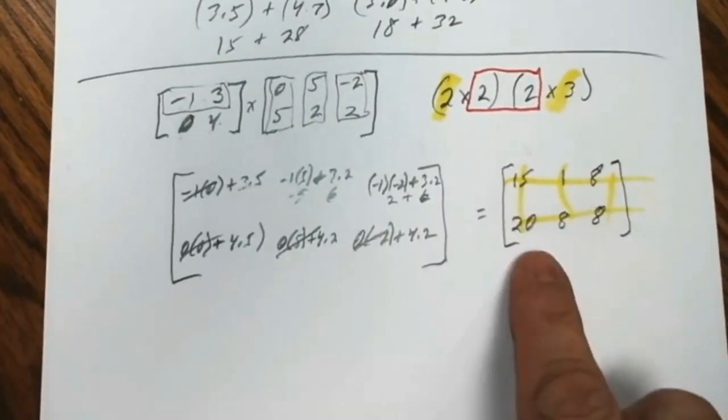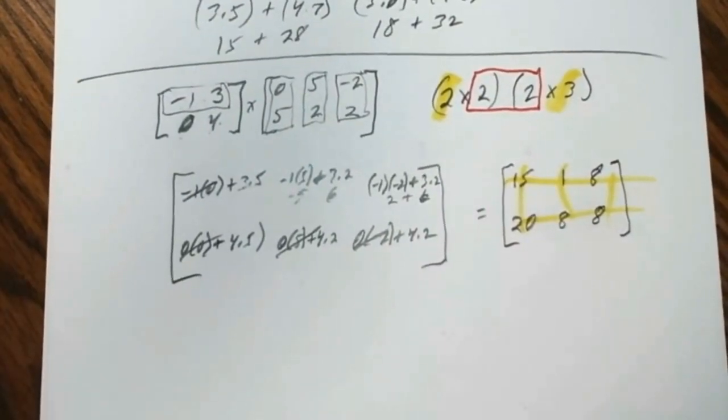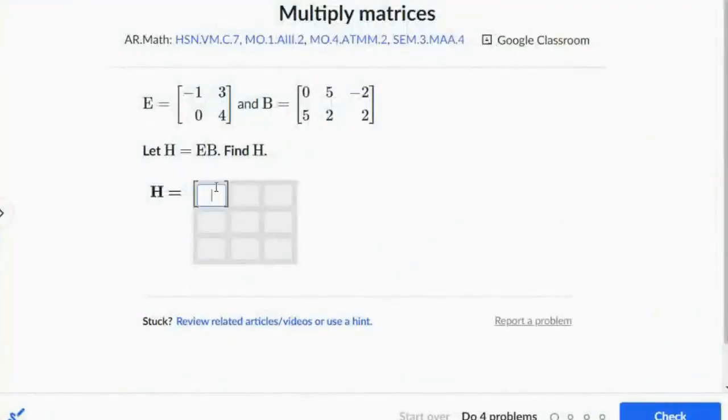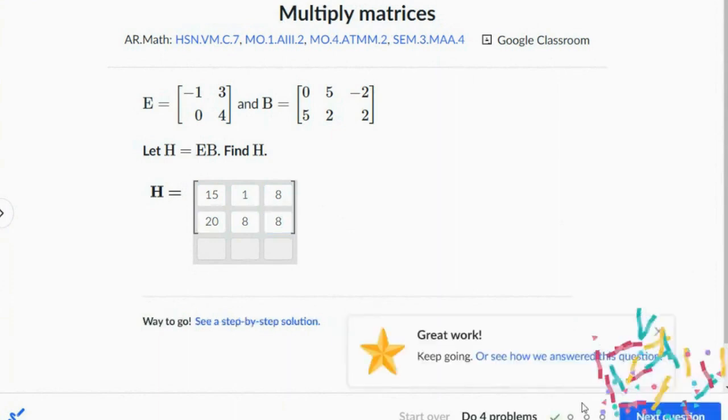But this is the answer we need to put in, and let's see if we're right here. So it's a 15, 1, and an 8, and a 28 and 8. Great work. So we did the first one together there. Now, again, you'll have different ones because it randomizes for everybody. But you go through the exact same process I just did.